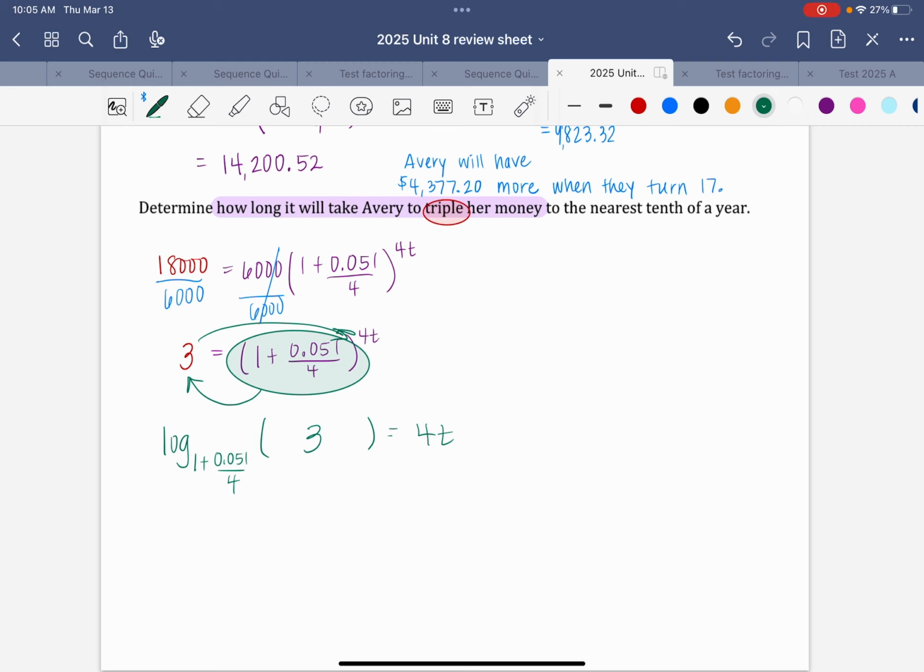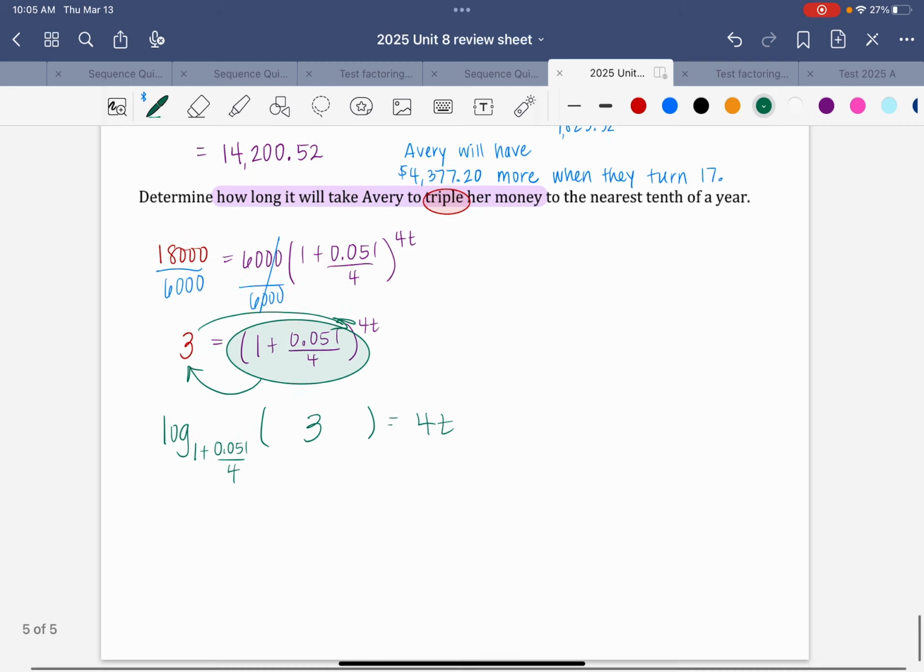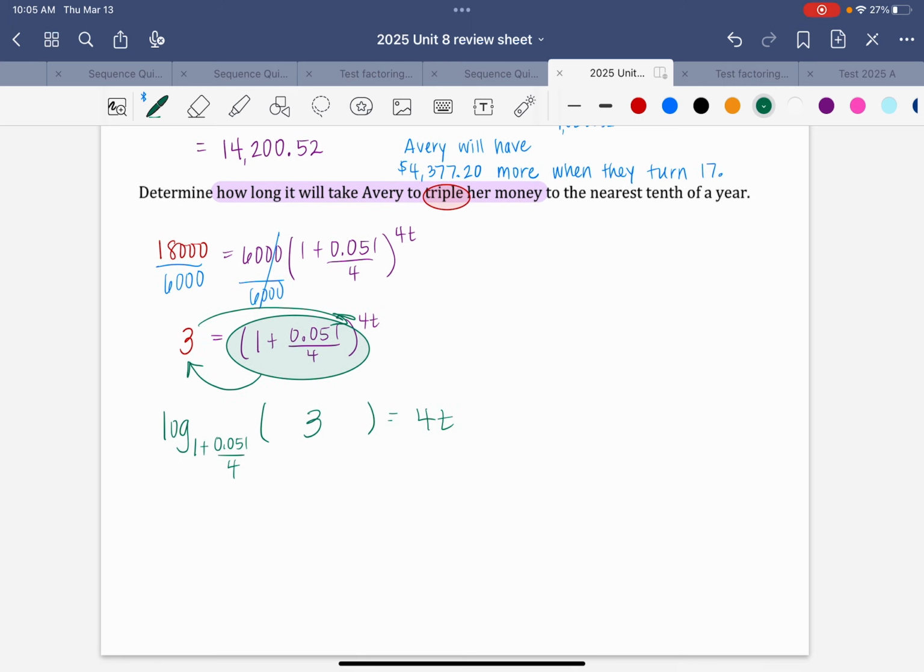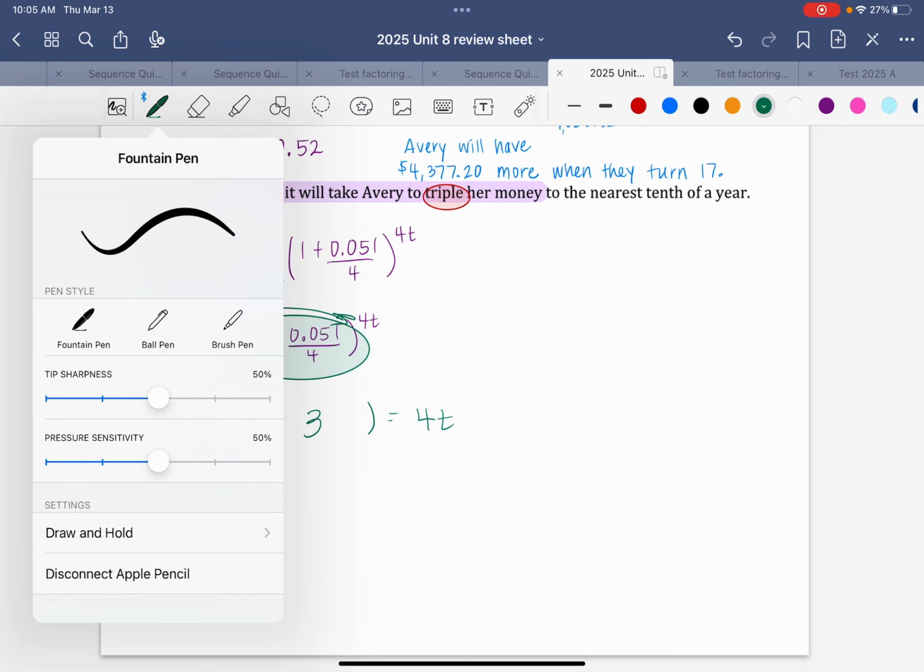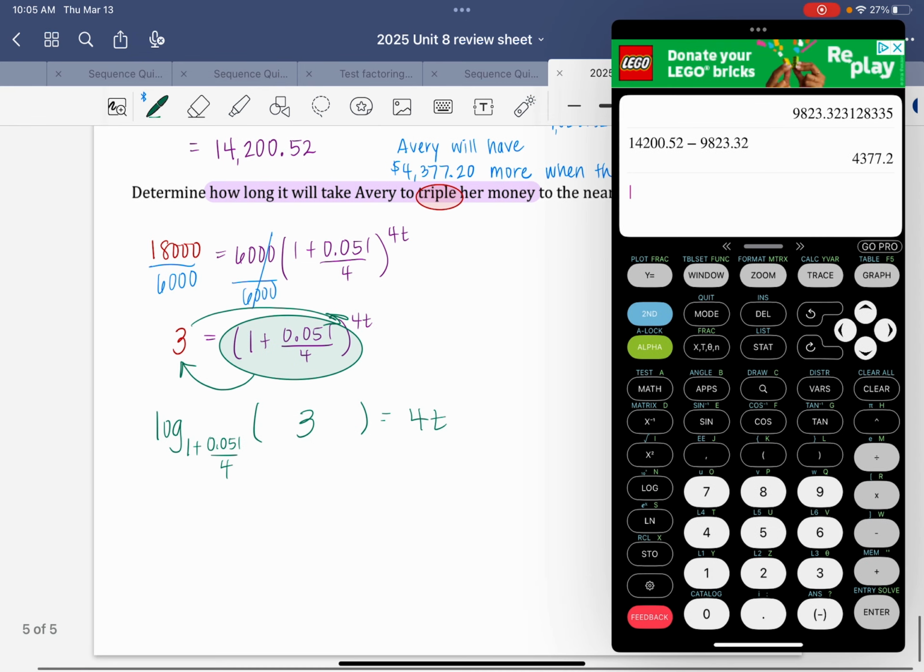Now, me particularly, I usually type this in with the divided by 4 right away. I feel like most of you like to type this left side into the calculator to get a decimal, so I'll do it that way so that it matches what you're most likely to do. All right, so same thing. My calculator is a little bit different, so it's going to be the same thing, but the buttons are located in a little bit different spots. So it's log base 1 plus 0.051 over 4, and we're taking the log of 3.